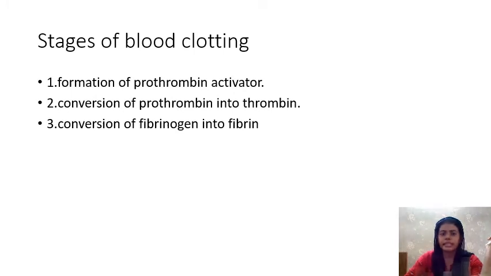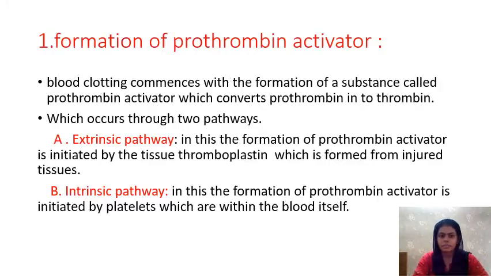So now we are discussing the different stages of blood clotting. The first stage is the formation of prothrombin activator. Second stage is the conversion of prothrombin into thrombin, and third stage is the conversion of fibrinogen into fibrin. Only the formation of prothrombin activator is different for these two pathways. All remaining stages are common to both, intrinsic as well as extrinsic.